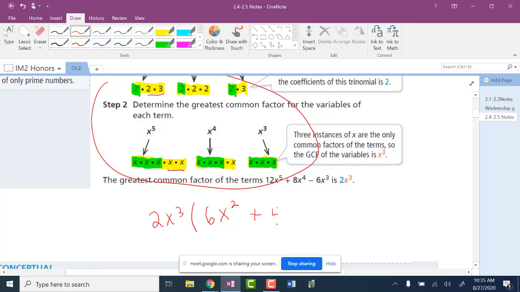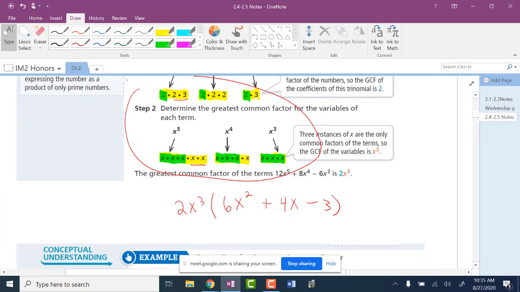8 divided by 2 is 4. X fourth divided by x cubed is x. And then negative 6 divided by 2 is still negative 3. X cubed taken out of x cubed means no x's left over. And you can see that in the yellow factors of what was left over after I undistributed. So factoring is undistribution. Factor equals factor. Undistributed equals factor. Okay? All right, good enough.